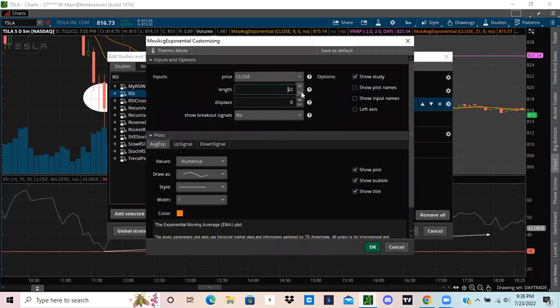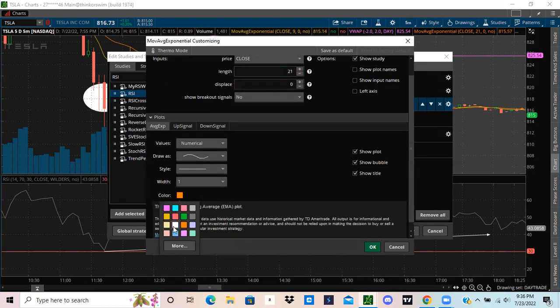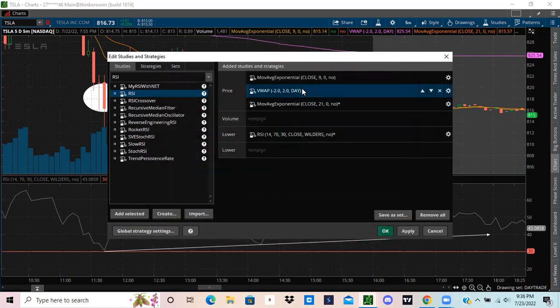You're going to want to change the length to 21. That's pretty much the only thing you need to change right here, the length 21, and the color to orange. If you want to have it the same color that I have, you can, or use whatever colors you want.